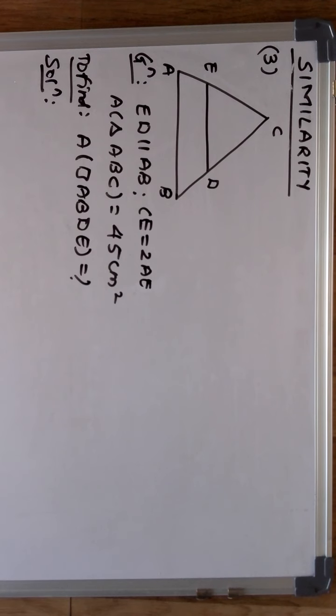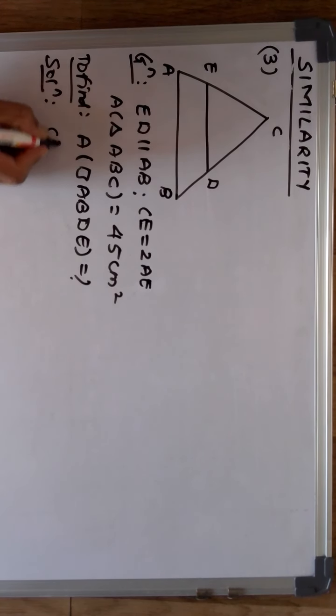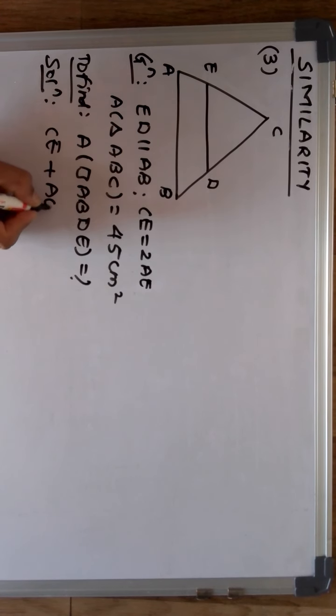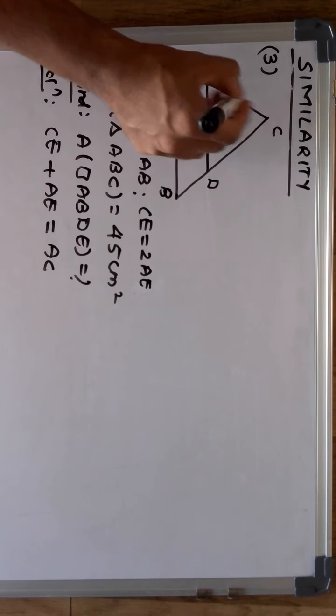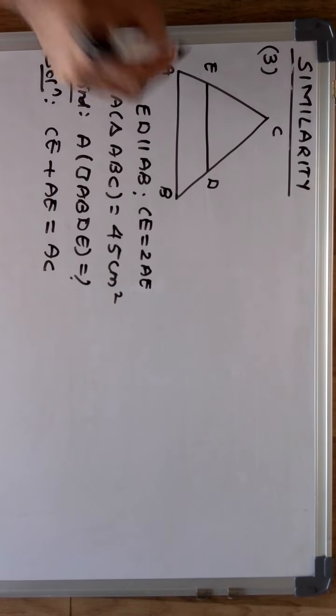So I will not do anything. First I will check this relation. Why is it given? What is CE plus AE? CE plus AE is your AC, right? No issue. Now here CE is told as 2 times AE. Now CE is 2 times AE.